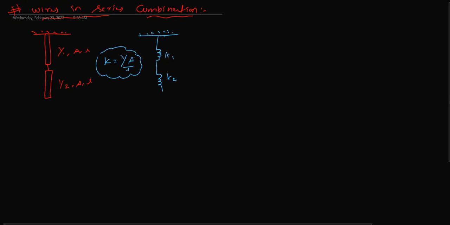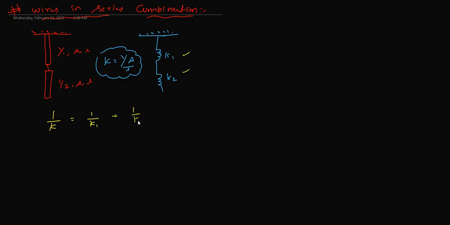You know that these two are connected in series combination, so 1 by k equivalent can be written as 1 by k1 plus 1 by k2, which we can write here.